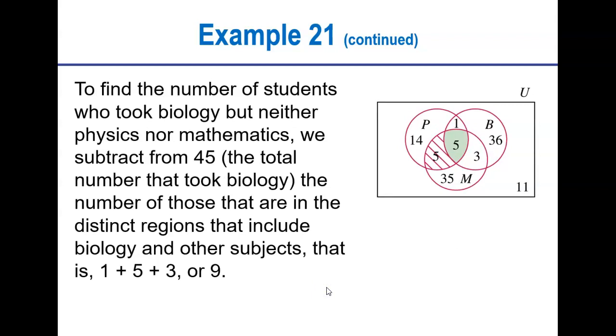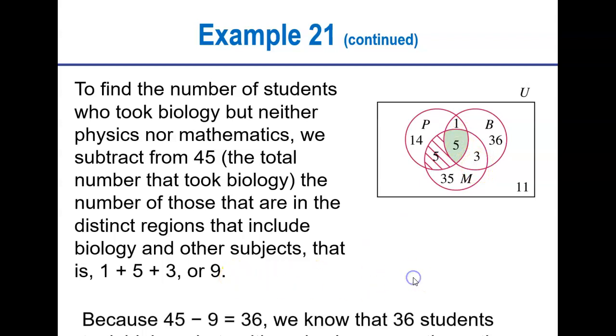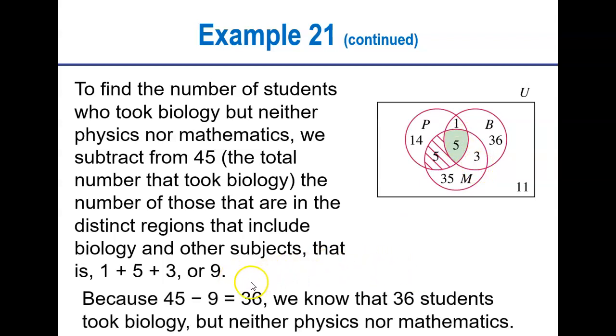Now, to find the number of students who took biology, but neither physics nor mathematics, we subtract from 45, which is the total number that took biology, the number of those that are in the distinct regions that include biology and other subjects, that is 1 plus 5 plus 3, or that's equal to 9. So because 45 minus 9 is equal to 36, we know that 36 students took biology, but neither physics nor mathematics.